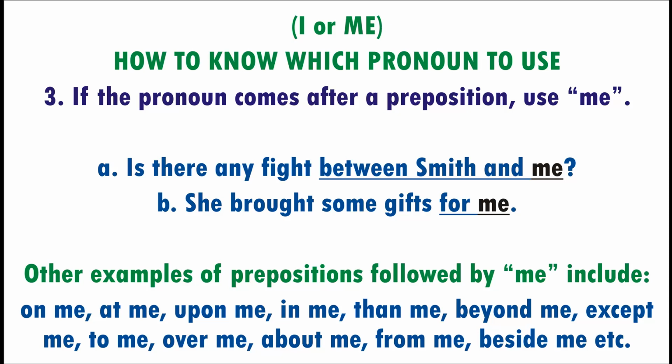Other examples of prepositions followed by me include on me, at me, upon me, in me, than me, beyond me, except me, to me, over me, about me, from me, beside me, and many other prepositions followed by me.